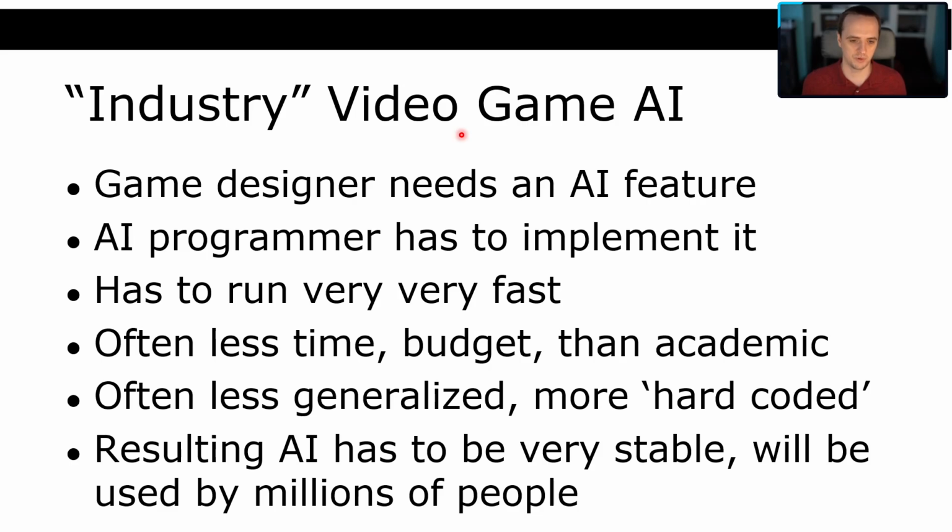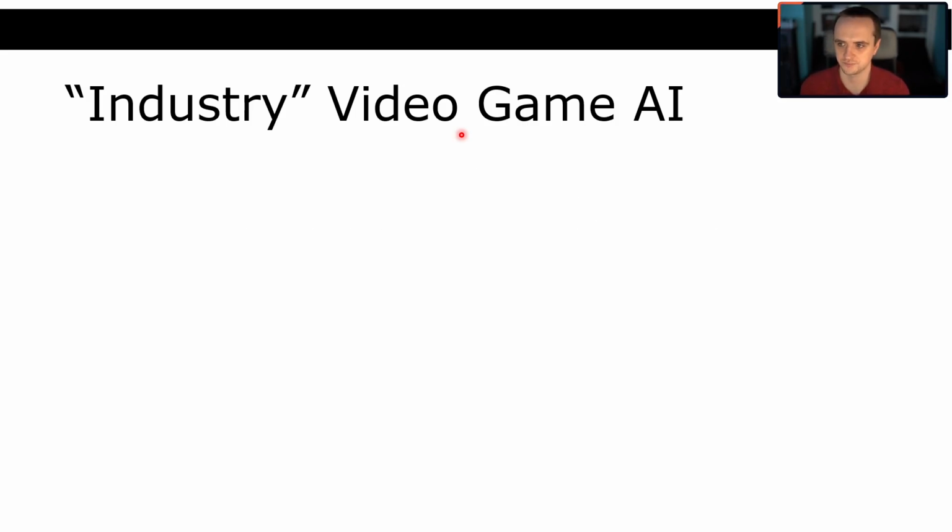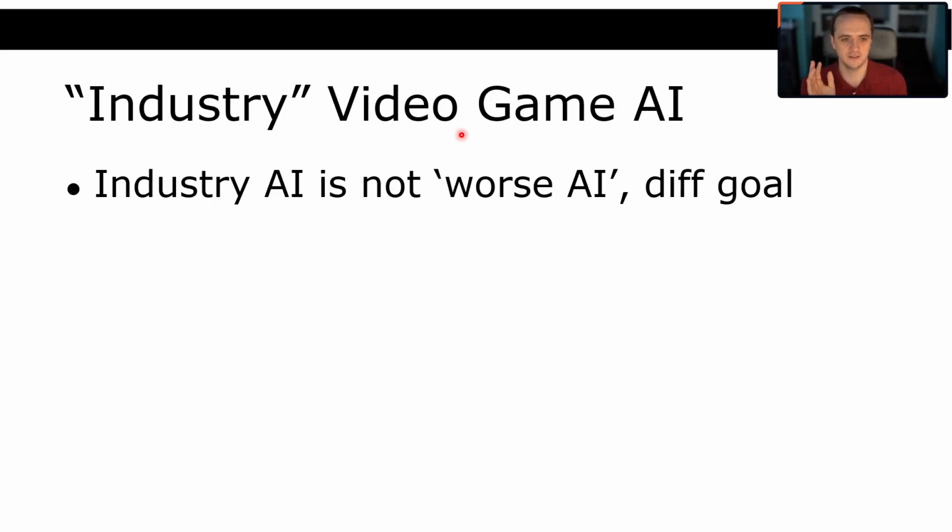And, very importantly, the resulting AI has to be very stable, because it might be used by millions of people, right? Whereas with academic AI, you might write a one-off experiment where you just generate some results for a paper and then throw it away. That happens way too often. It's brutal because you can't do results verification and stuff. But your game AI has to be extremely stable. And so software engineering comes more into effect in game AI than it does in academic artificial intelligence, in my opinion. But this doesn't mean that industry AI or game AI is worse AI.